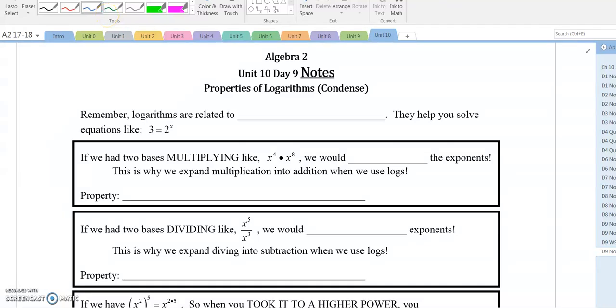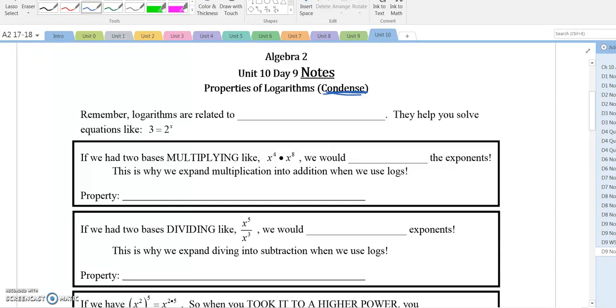Everyone, this is Mrs. Musoff, and today we're going to be continuing to work with properties of logarithms, but we're going to be doing some condensing instead of expanding, and then we're going to learn one other formula that helps us type some of the unsolvable ones into our calculator.